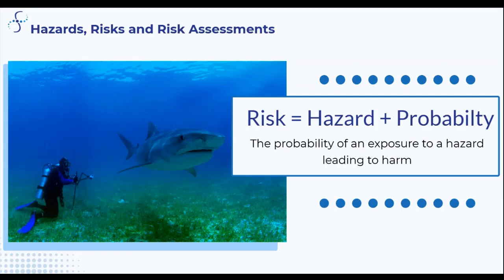The risk of harm comes not just from being near a hungry, toothy shark, but from the probability that the shark will harm you, whether by biting, ramming, or even brushing against you and disrupting your air supply. And remember, just because you get in the water with a shark doesn't guarantee that you'll be harmed. It is the probability of harm, from any number of interactions with the hazard, that equals risk.